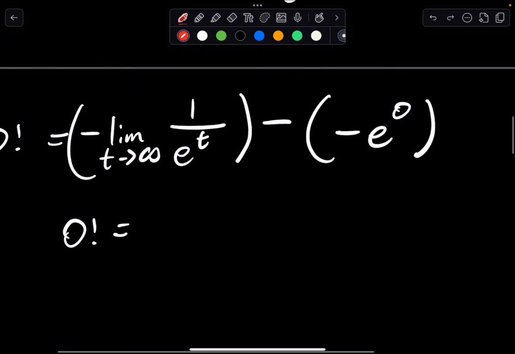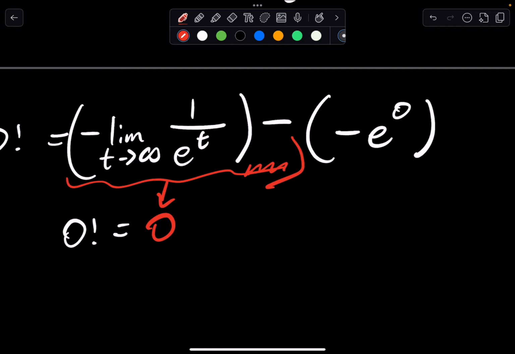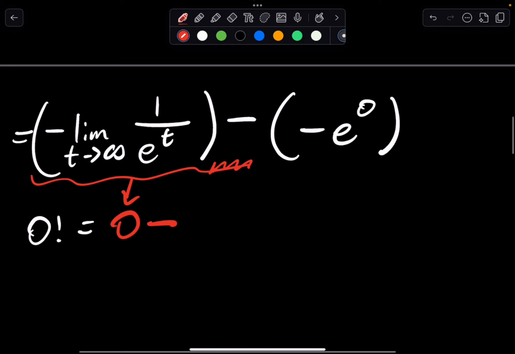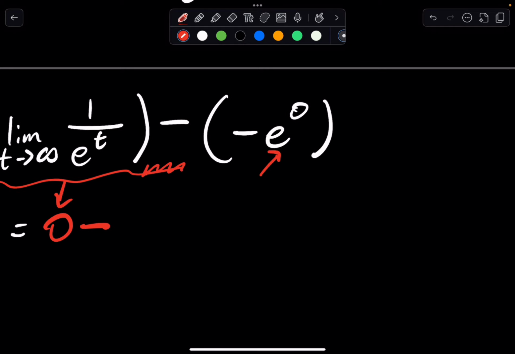That means 0 factorial is equal to, how do we solve this limit? Simple. As t grows larger and larger, this denominator keeps going up and up. As the denominator gets higher, the entire fraction gets closer and closer to 0. So this entire thing becomes 0, and negative 0 is equal to 0. This entire thing translates to 0. Not the negative, but then this is minus. The minus still carries.